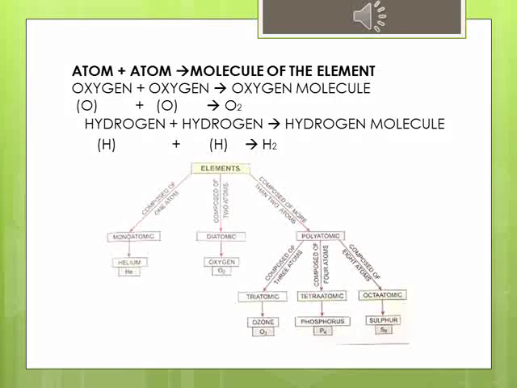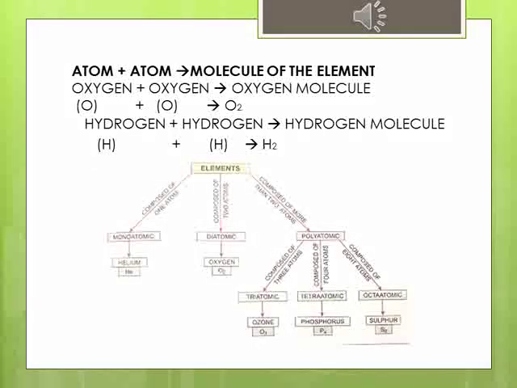So now we know that all elements are made up of atoms. But we also have to know when similar atoms combine together, they form a molecule. That means when one oxygen atom O combines with another oxygen atom O, then it forms O2. That is one molecule of element oxygen. Similarly, when one hydrogen atom combines with another hydrogen atom, similar atom, then it forms H2 and we call it a hydrogen molecule. So that means when atoms combine, they form molecules.